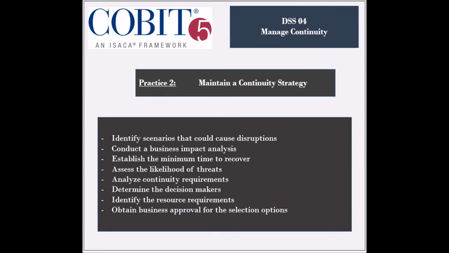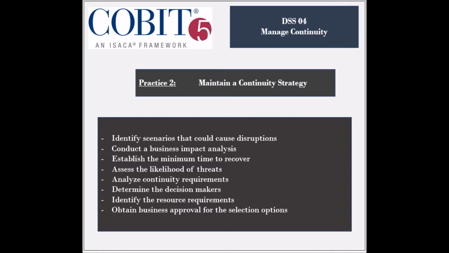The activities involved in this practice include identifying potential scenarios that might cause disruptive incidents, and conducting an analysis to evaluate their impact on the business. The minimum time required to recover the affected business processes or IT services should be established, based on the business tolerance for interruption. The likelihood of threats should be assessed, and measures to reduce this likelihood should be identified.